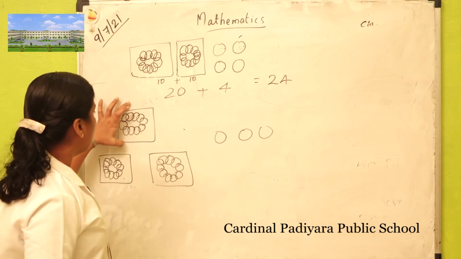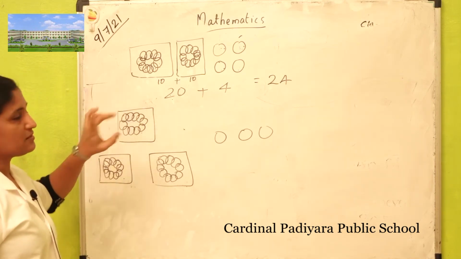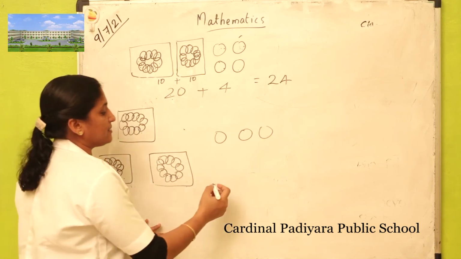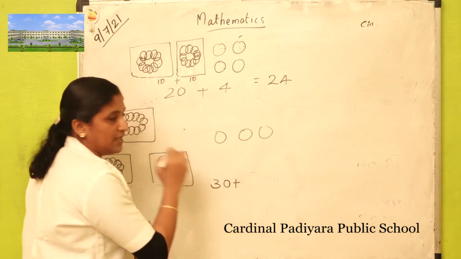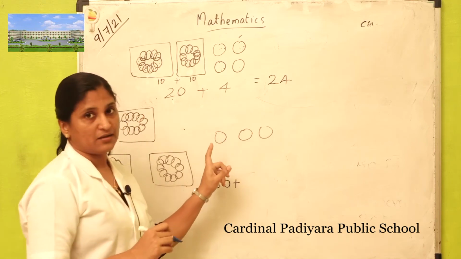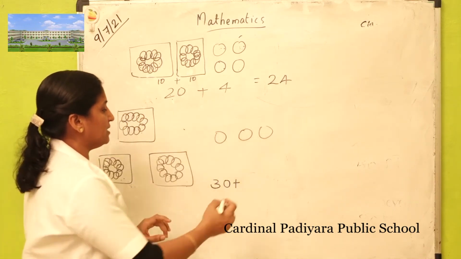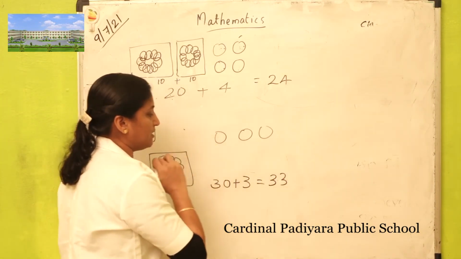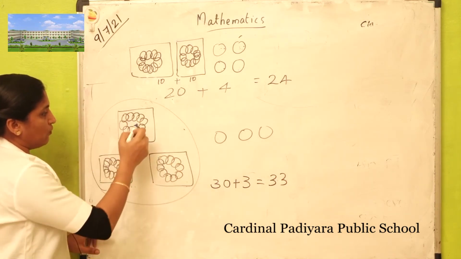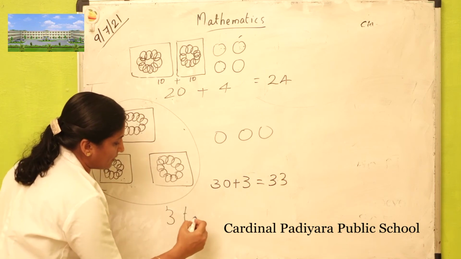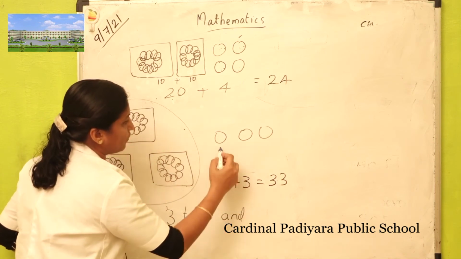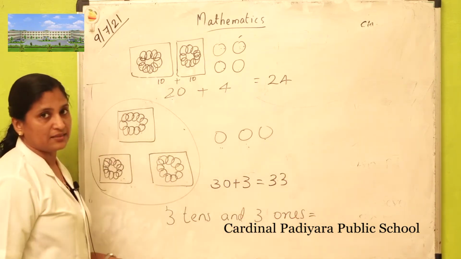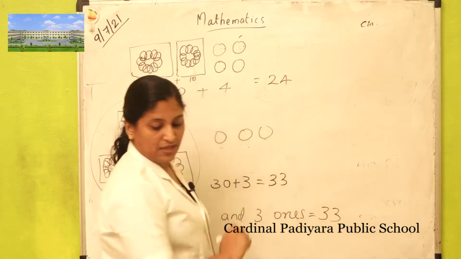So how many blue color? This 10, once is 1 ten. So this is 1 ten, 2 tens, 3 tens. 3 tens is 30. Then how many loose rings? 1, 2, 3. That is 30 plus 3. Answer 33. 30 plus 3 is 33. Look here. How many tens here? 1 ten, 2 tens, 3 tens. So 3 tens and how many ones? 1, 2, 3. 3 ones. 3 tens and 3 ones is 33.